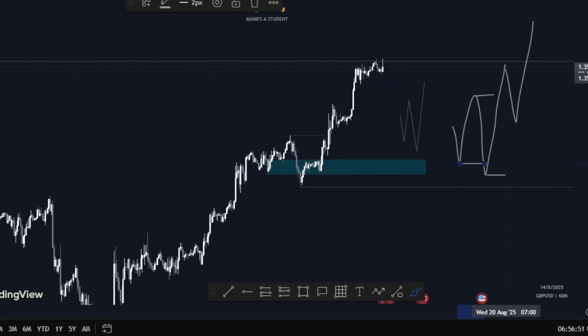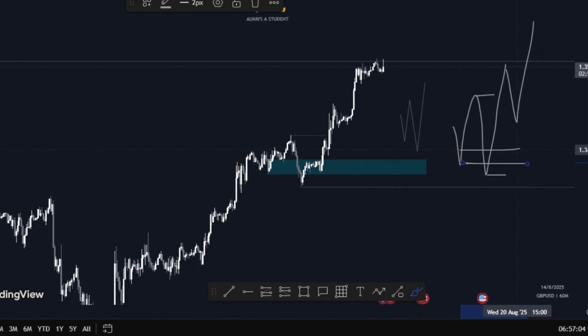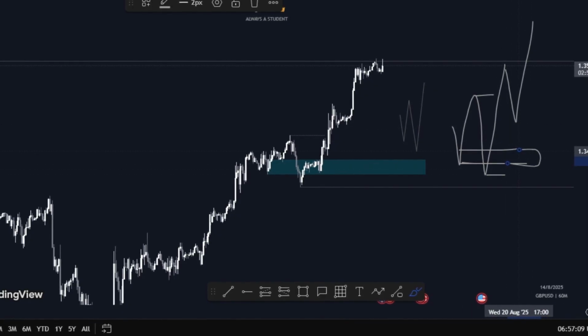There has to be some kind of pullback, something around here that will be used as liquidity. Because when there's nothing like this, people will be interested in buying from here, from this area right here. And that makes this area very vulnerable.